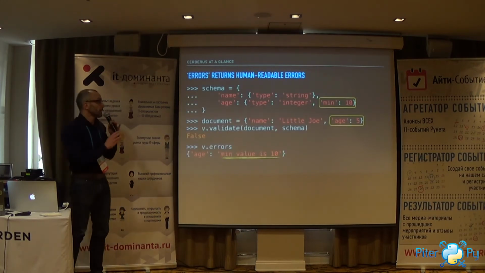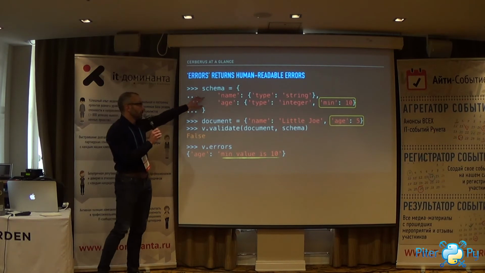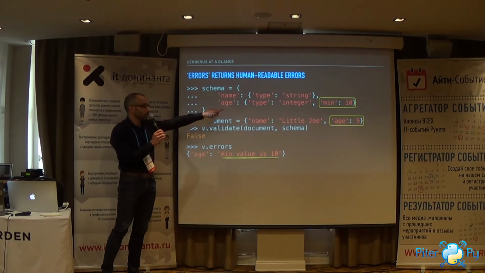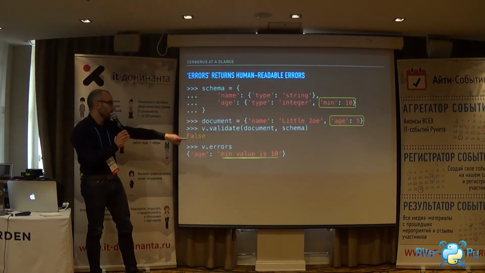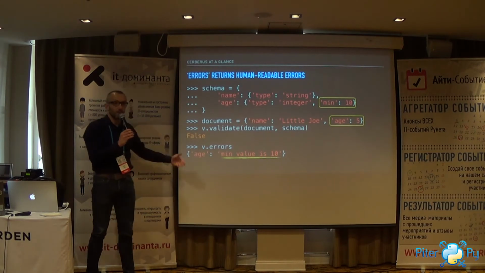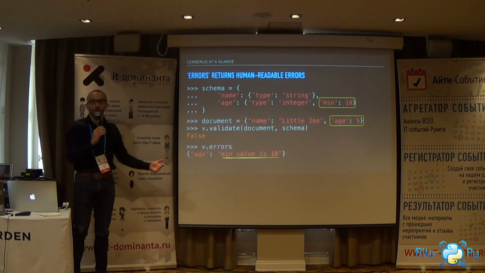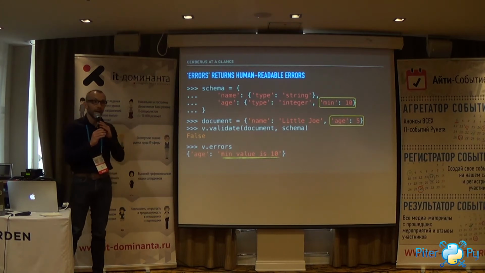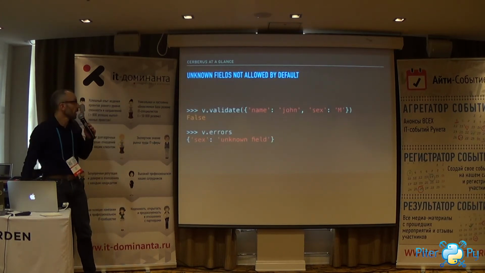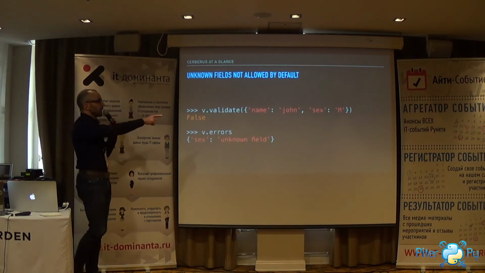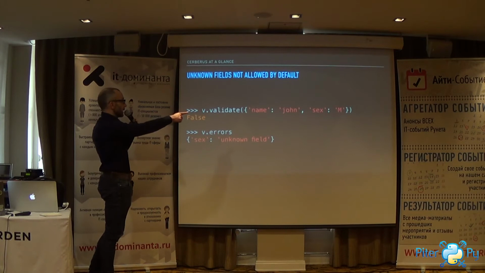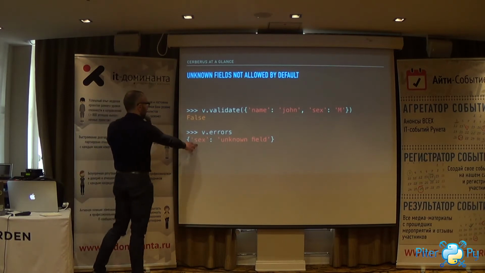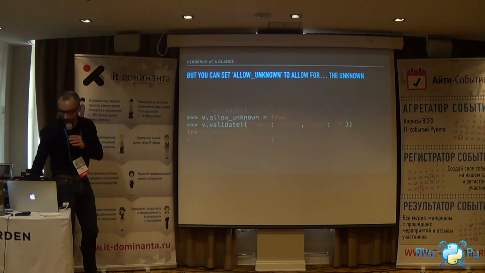And errors. In this case we have a slightly different schema. Age is an integer with a minimum value of 10. Validation is not blocking, so if you have multiple errors on the same document, you get a list of errors actually. And in this case, it's showing that unknown fields, like sex in this case, are rejected by default.